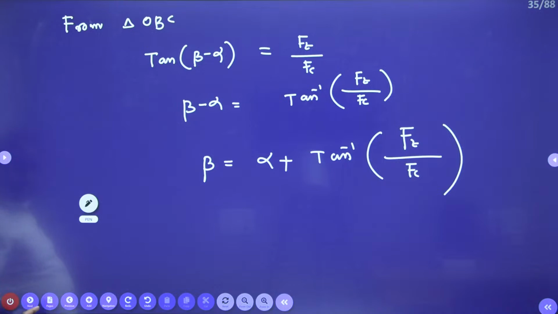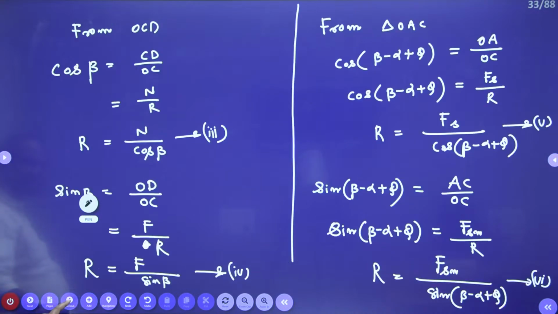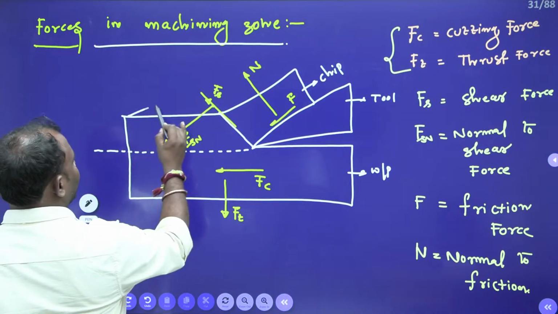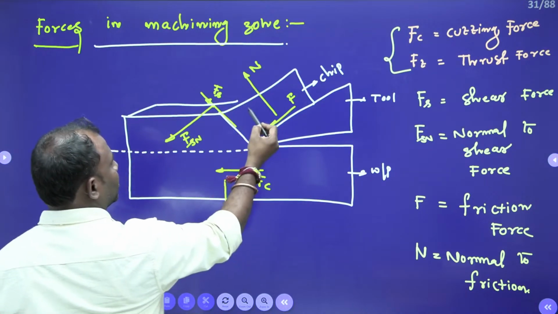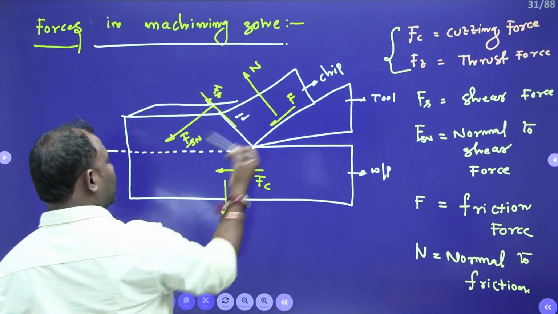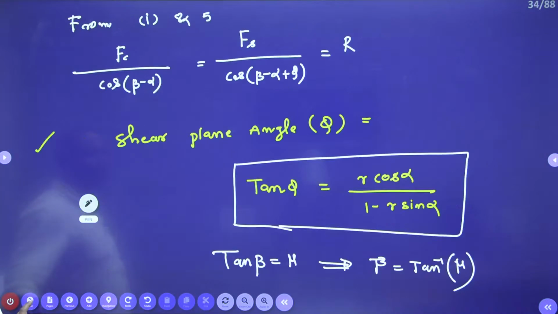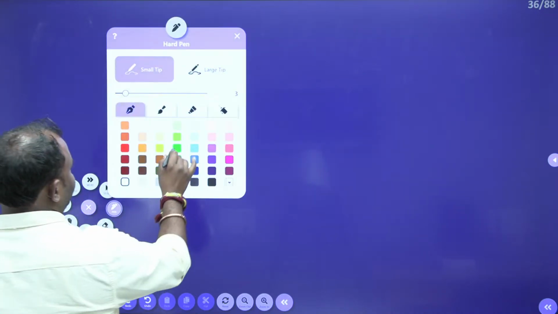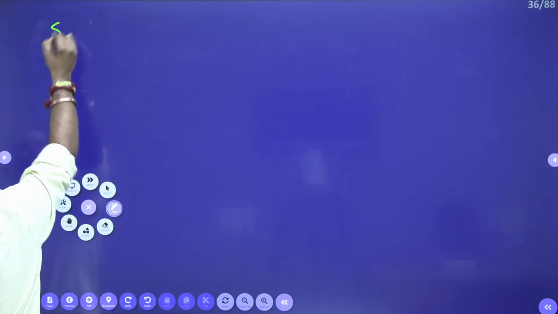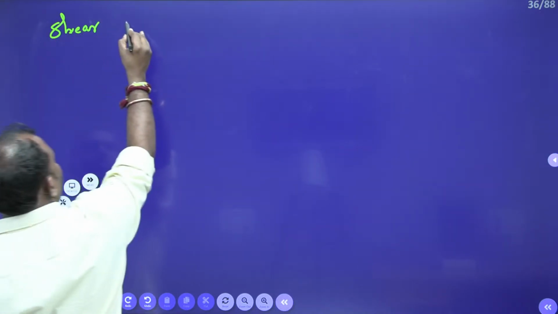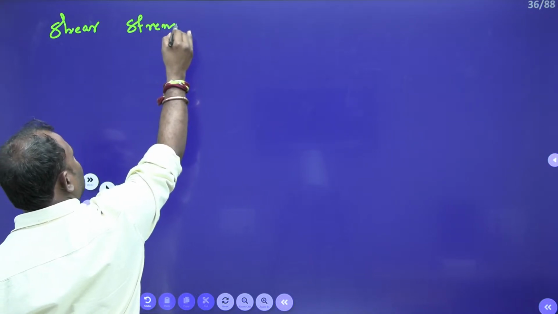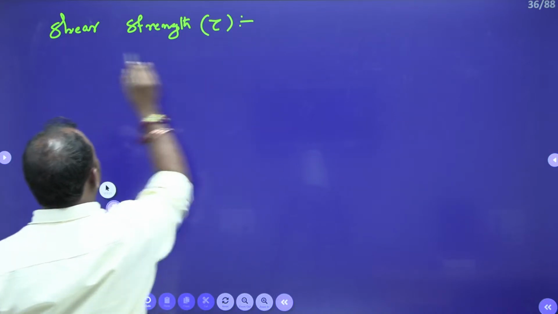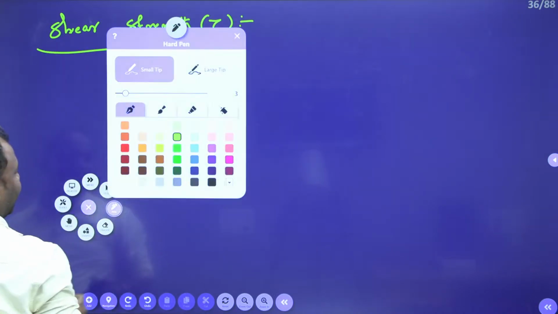Right. Now let us go for, if shear force is acting in the machining zone, shear strength also develops, right? Suppose shear force is acting over here. Shear force is acting here. Okay. So shear strength is going to be developed. Now let us calculate that shear strength in machining zone. Shear strength, tau, we call. Now, how can we write our shear strength?